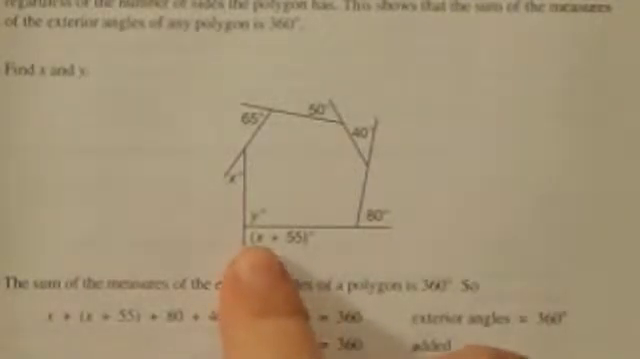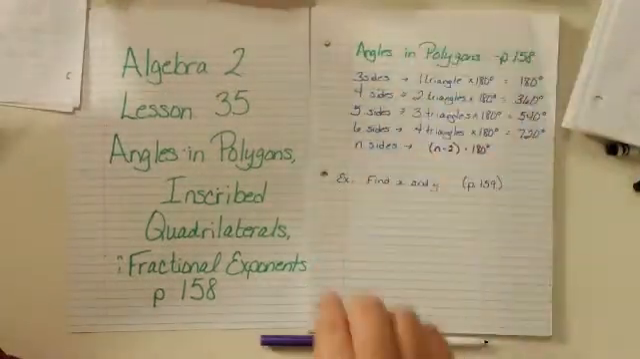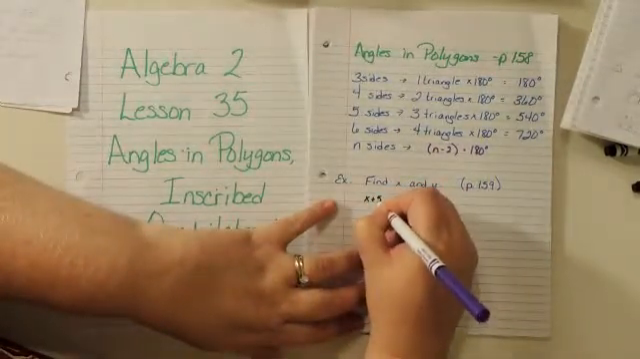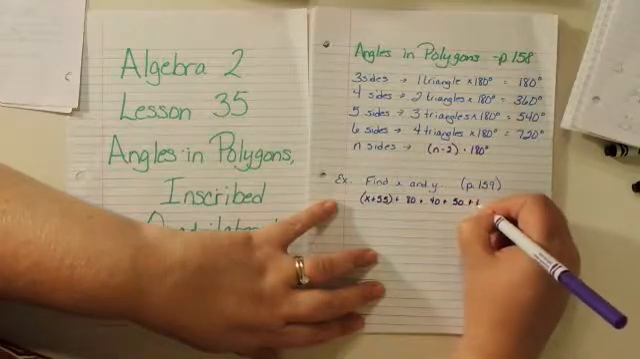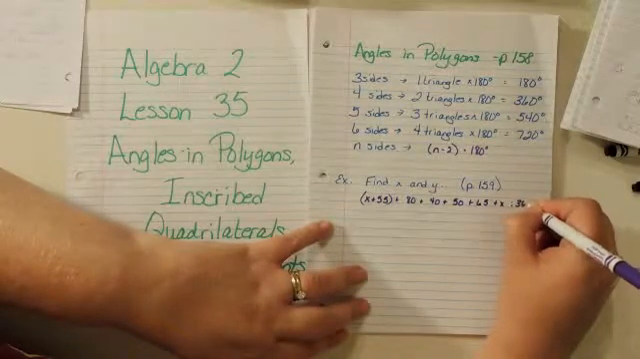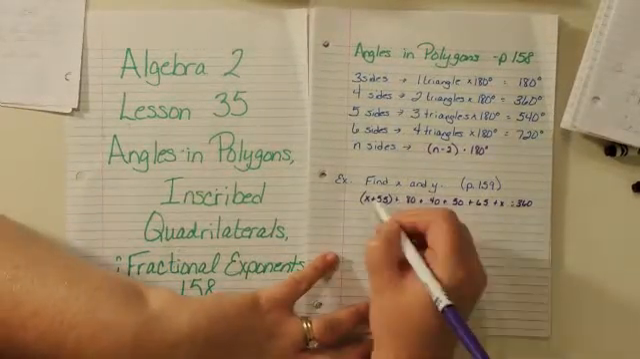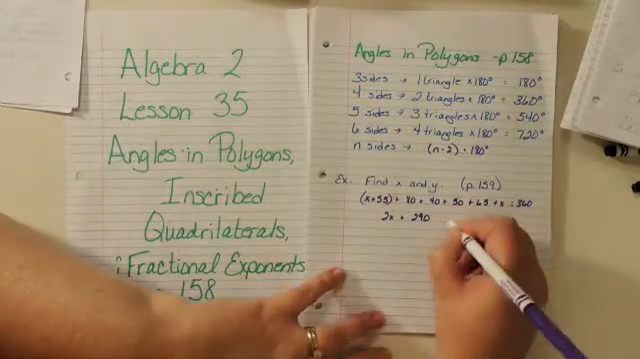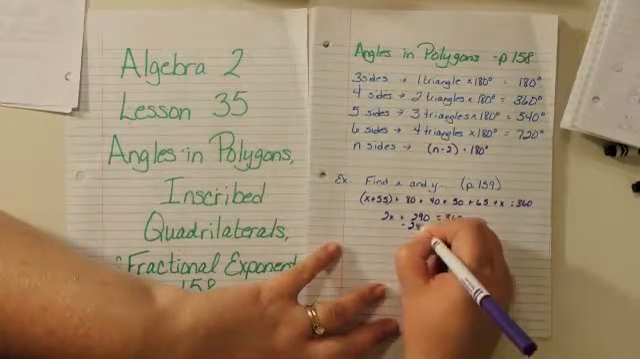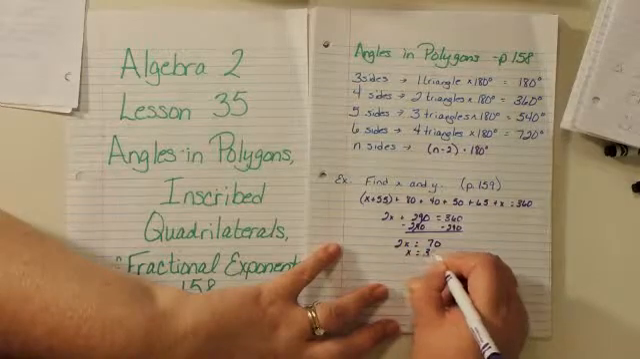To find x, we're going to do x plus 55 plus 80 plus 40 plus 50 plus 65 plus x equals 360 degrees. If we pull out our calculator, here are 2 x's, so we've got 2x plus 290, because I already punched it in, equals 360. Subtract 290 from both sides, and 2x equals 70. So x equals 35 degrees.